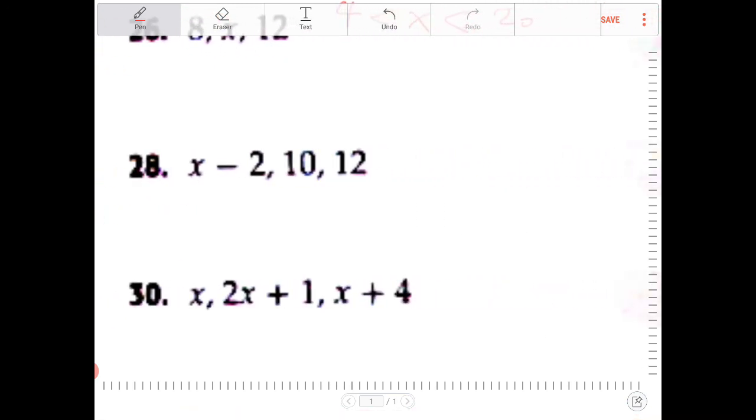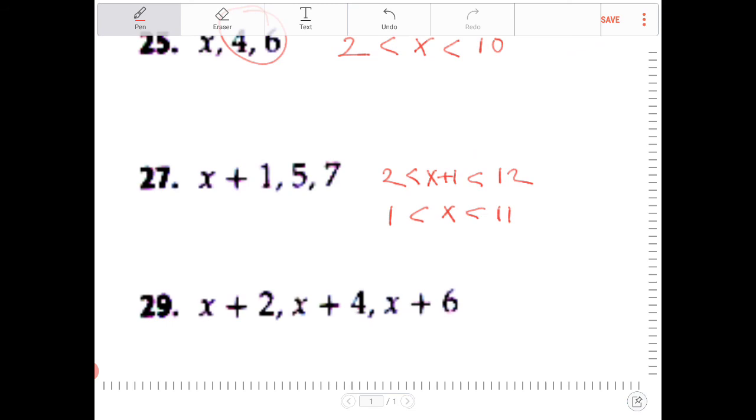All right, same idea. x minus 2 has to be between 2 and 2. I want to add 2 to both sides, so I get x is in between 2 and 4.